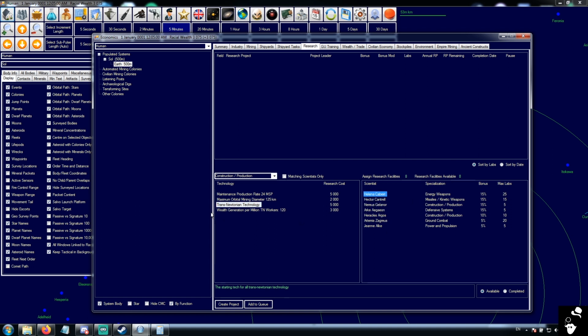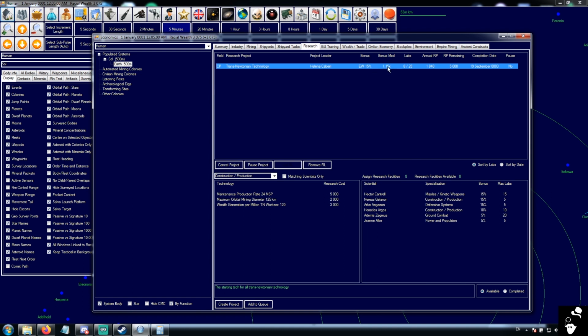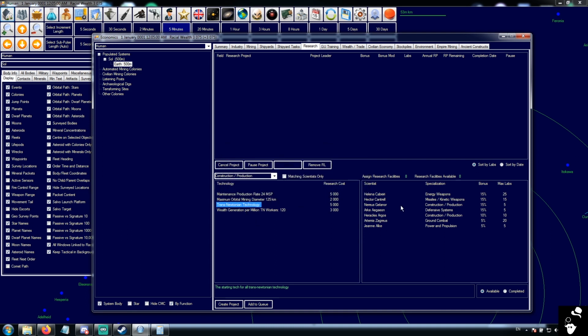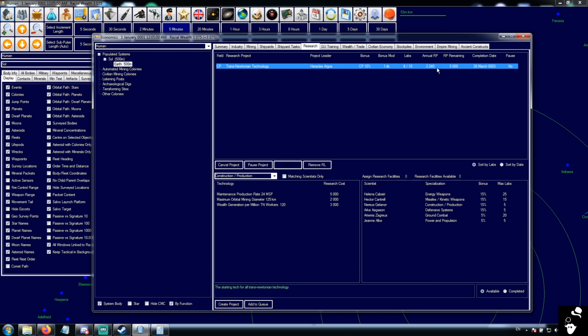So, transuterium technology: Helena Cabieri, she's energy weapons, not construction. If we go and give her that project, the modifier is 15%. So the bonus modifier is 1.15, so we only get 1,840 with our 8 labs. If we go ahead and give it to Heracles Argos, even though his bonus is only 10% instead of 15, it gets multiplied by 4 because it lines up with the field. So he generates 2,240 research points. This is very, very important. You want to make sure that your specialization lines up.